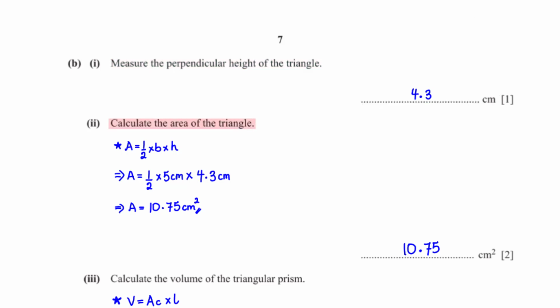Calculate the area of the triangle. Here is the formula for the area of a triangle. The base b of the triangle is 5 centimeters and the perpendicular height h is 4.3 centimeters. When we type this into the calculator, we get 10.75 centimeters squared.